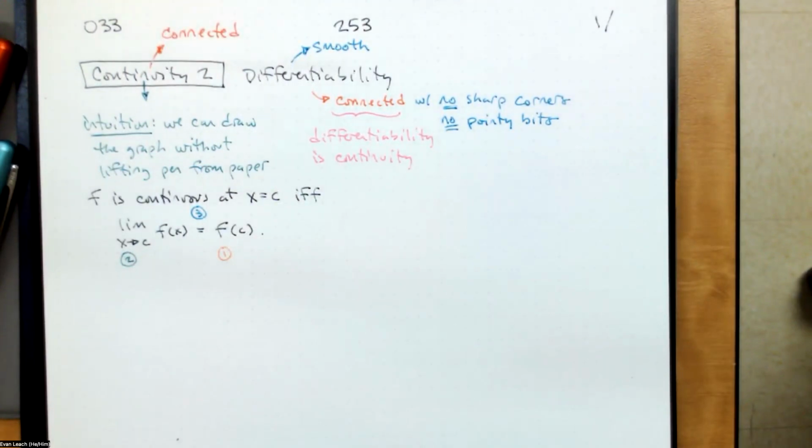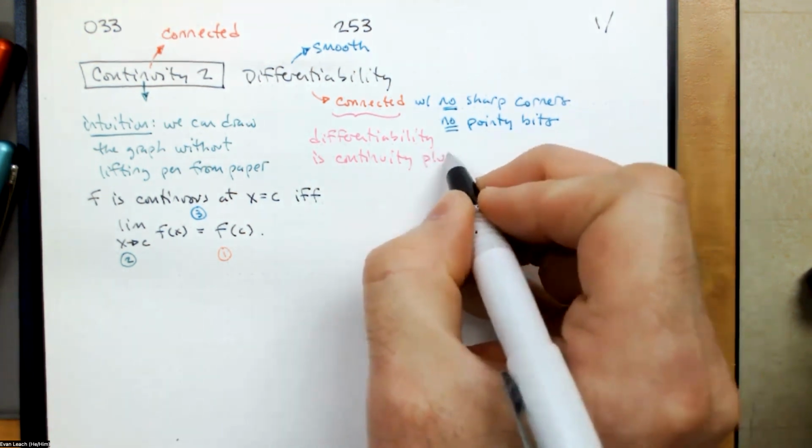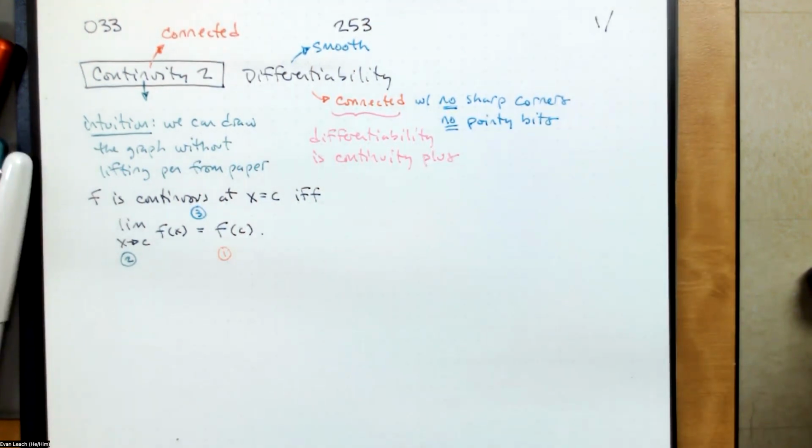See what's upgraded? I'm going to use modern streaming parlance. It's continuity plus. So differentiability is continuity plus. The specific plus is smoothness. Our intuitive idea about differentiability is smoothness. The thing that we'll be looking for in a graph is that there's no sharp corners, no pointy bits. Sharp corner.